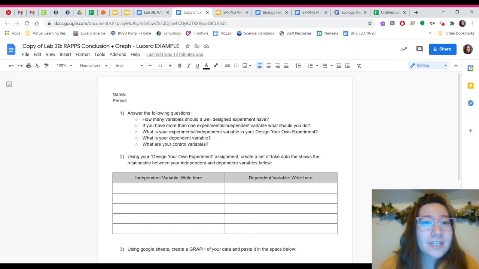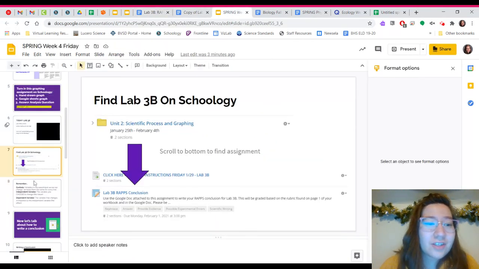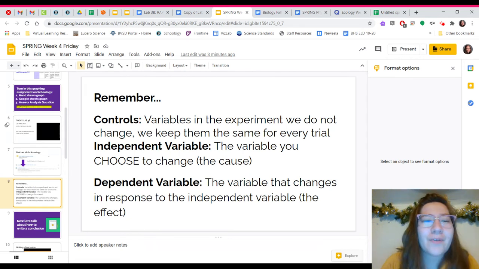So, first things first is to answer the questions. And if you need a little bit of a reminder of what those questions are, or maybe what's a control, what's an independent or dependent variable, we have a reminder of the definitions of each of those on this slide. So go ahead and review that and identify what those variables are for your experiment. Pause the video now and come back when you're ready to move on to step 2.